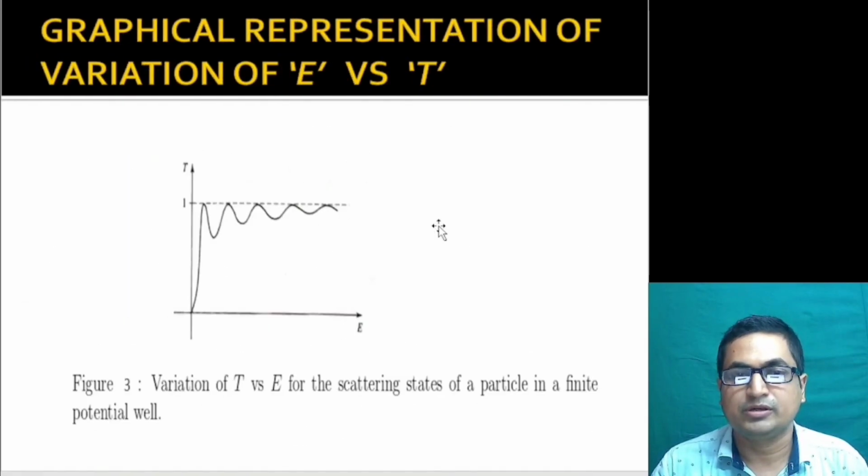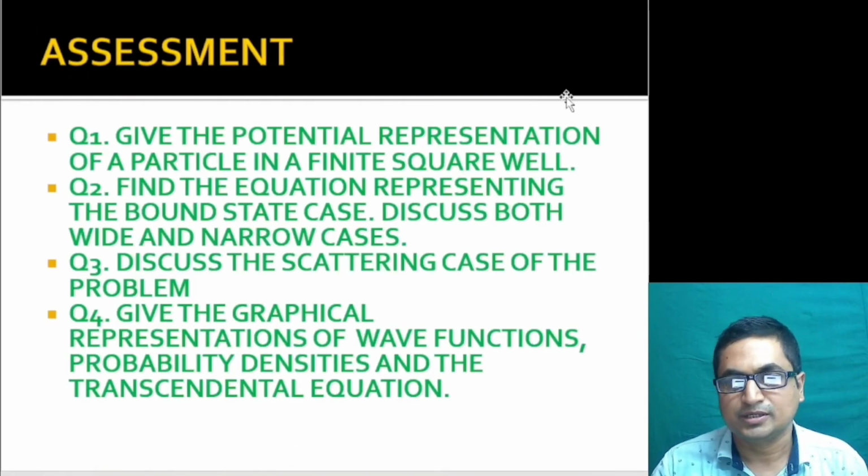So lastly, we are left with some kind of assessment. The potential representation, the graph which we showed in the first slide, then the equation representing the bound state case, and for both the cases, wide and narrow well, we have discussed. In the third case, the scattering case, and also the graphical representation for the wave functions, probability density, and the transcendental equations.